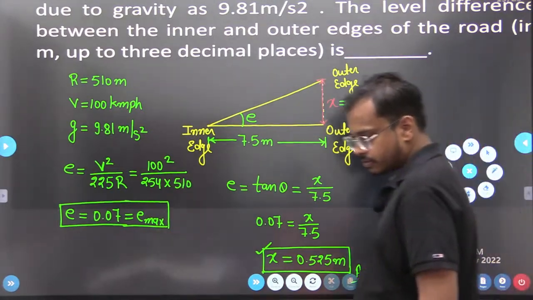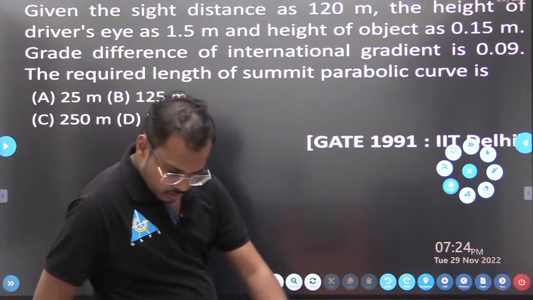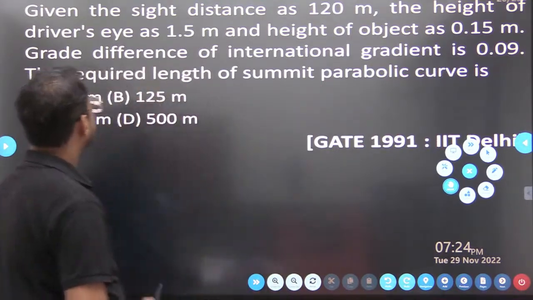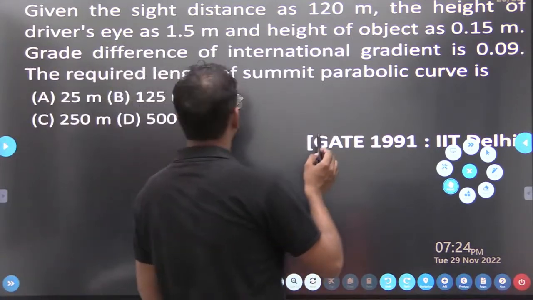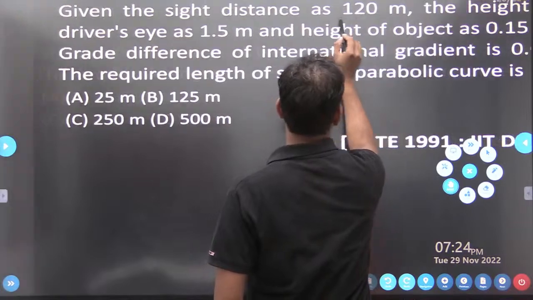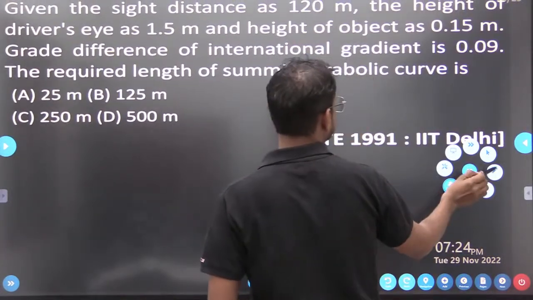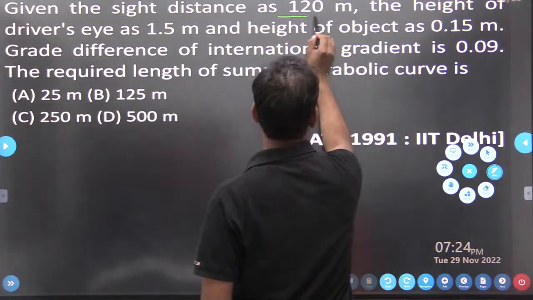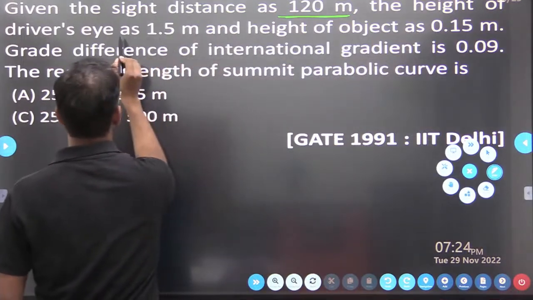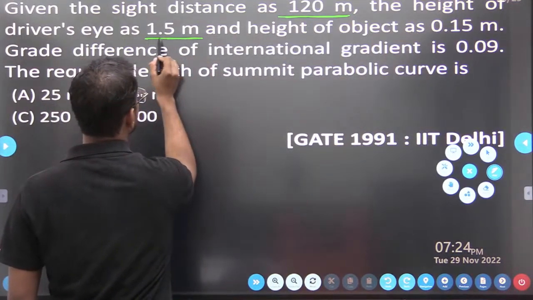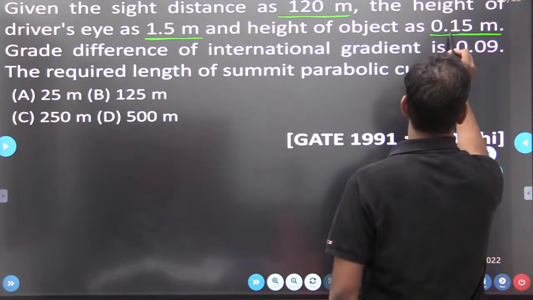Now please, moving to the next problem. What is the next problem here? So the question is, the sight distance is 120 meter. Sight distance is already given in the question. The height of the driver's eye is 1.5 meter and the height of the object is 0.15 meter.